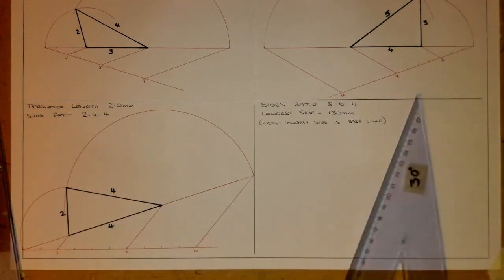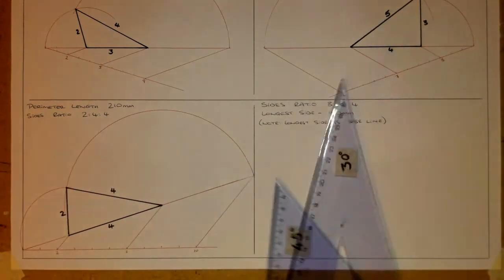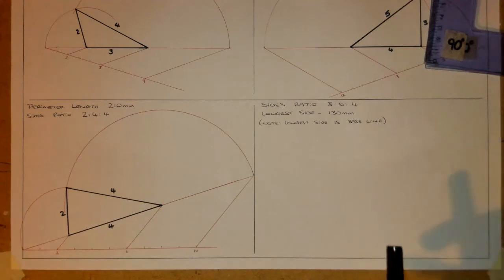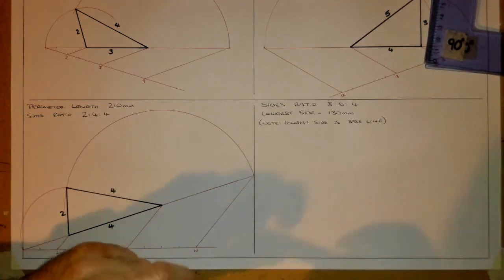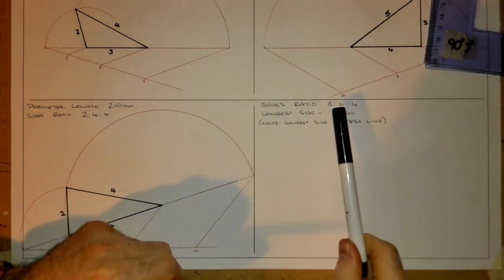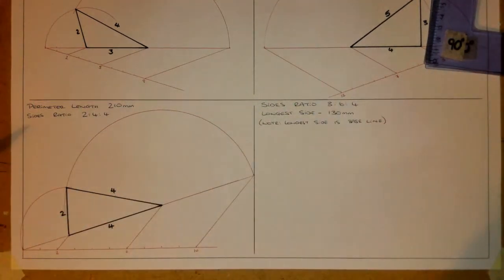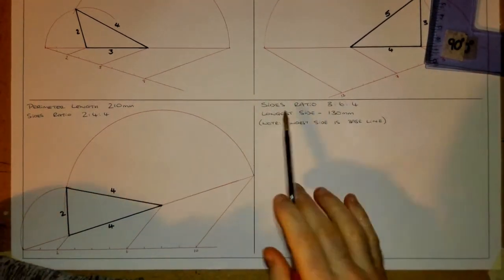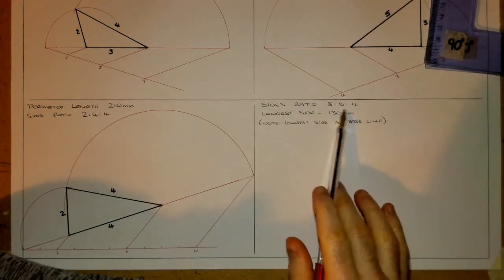Now, the last question, guys, is a little bit trickier, but they've given you a little hint on the sheet. So, it says here, construct a triangle in the ratio of 3 is to 6 is to 4. And the longest side is 130 millimeters long.